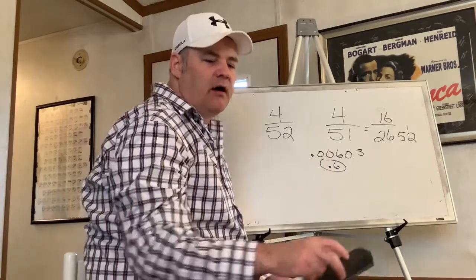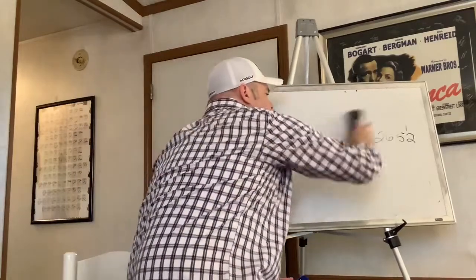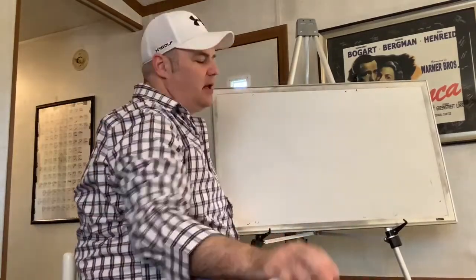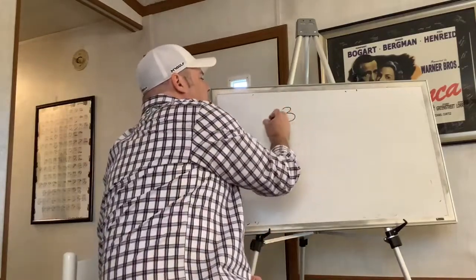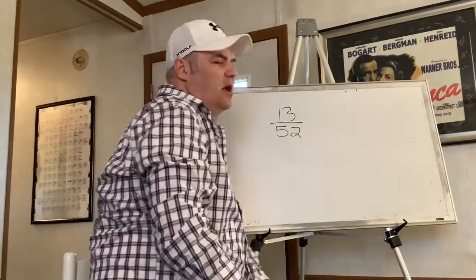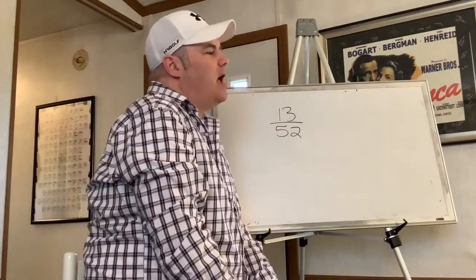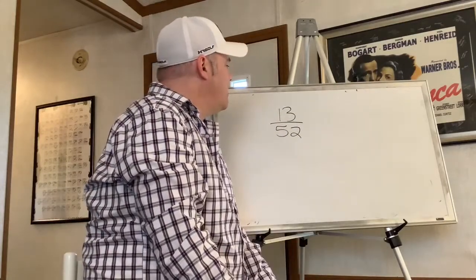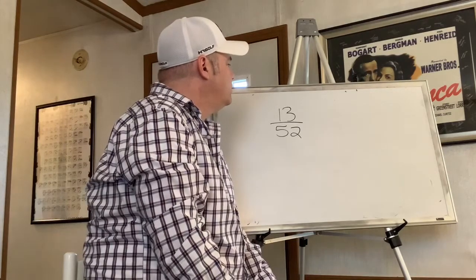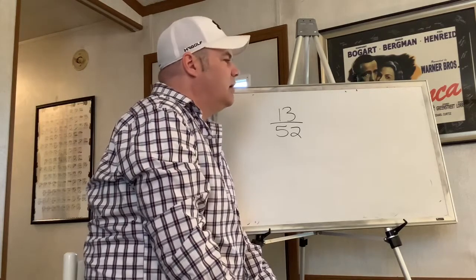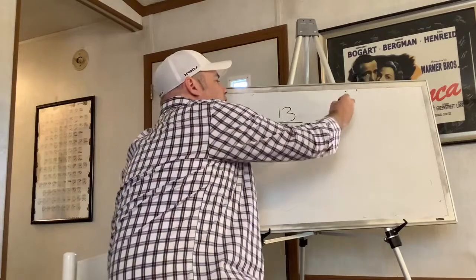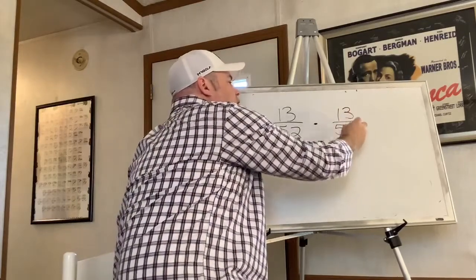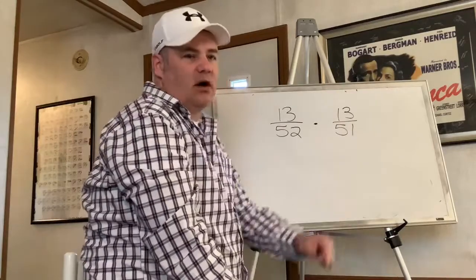Let's do one of drawing a, now let's do the heart one I was talking about. Let's say drawing a heart. Okay, so I had a 13 out of 52. Okay, there's 13 cards in there. And let's say then I wanted to draw a spade on the second one, and I didn't put this card back in. Okay, so now there's 13 spades, but there's 51. That's 51 cards in the deck.